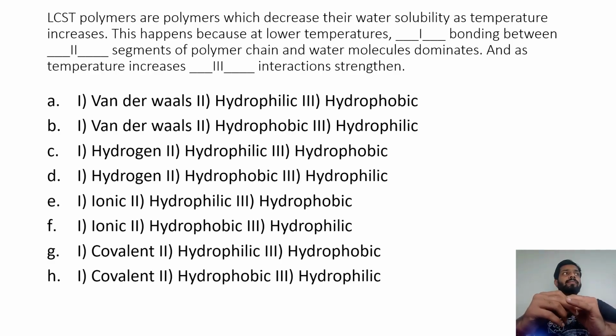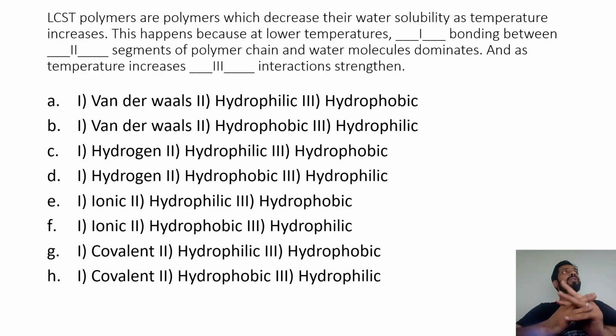So option C. Option C, hydrogen. So you're saying the hydrogen bonding between hydrophilic segments of the polymer chain dominate at lower temperatures, but as the temperature increases, the hydrophobic interactions increase, and that causes the hydrogel to shrink. Yeah, so that's what happens.